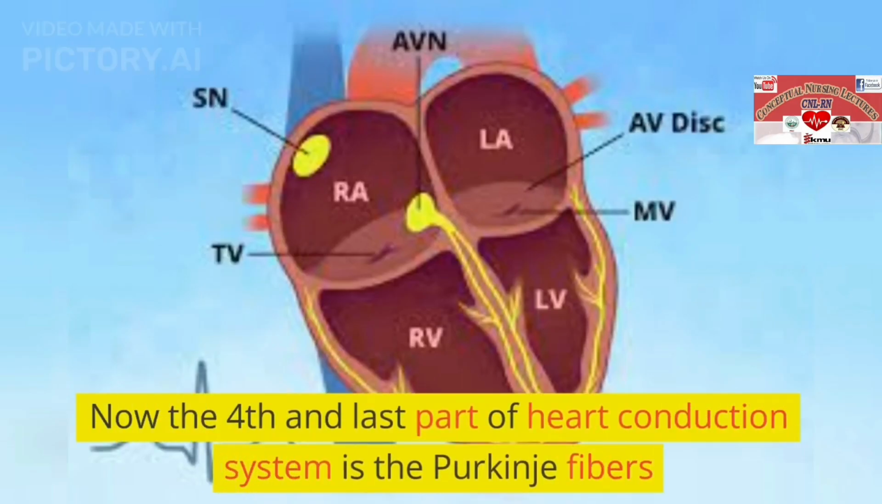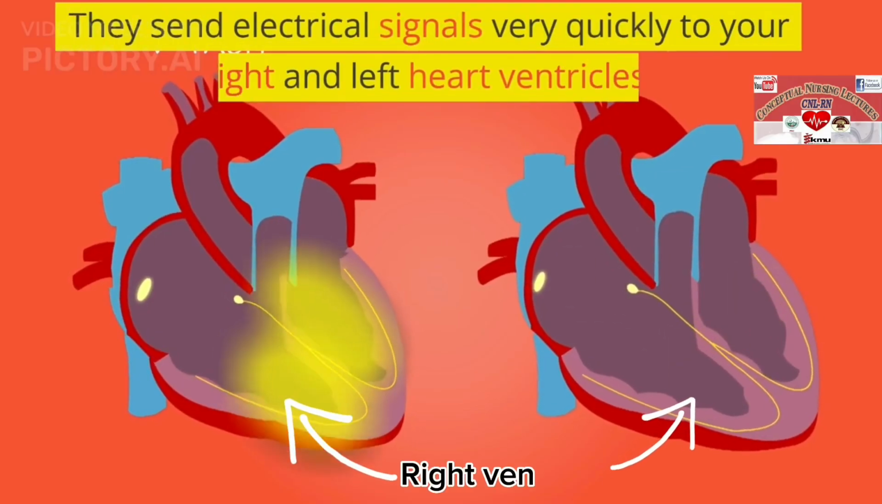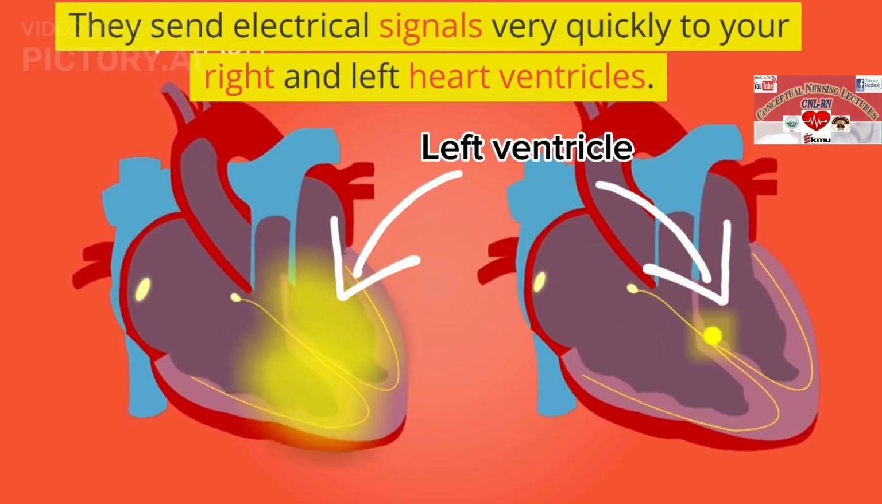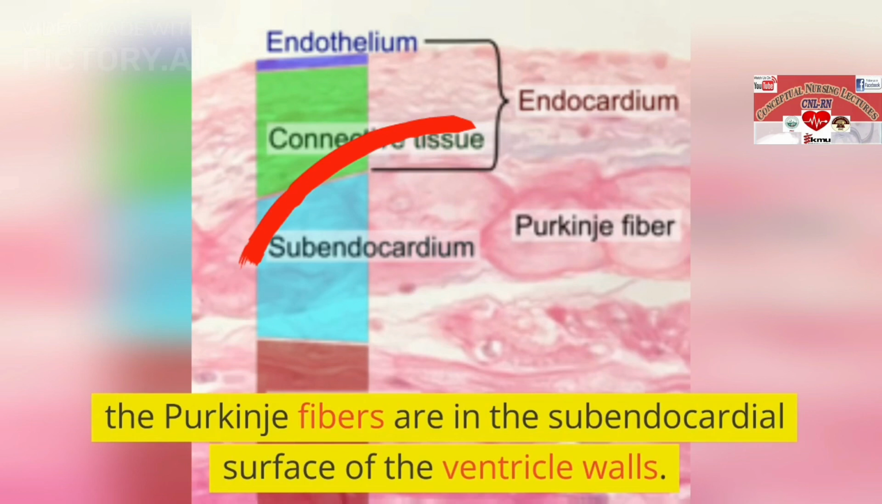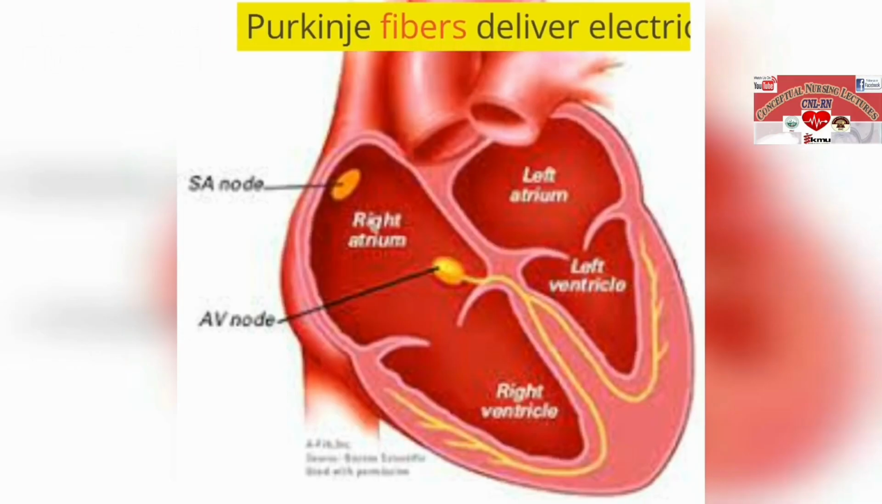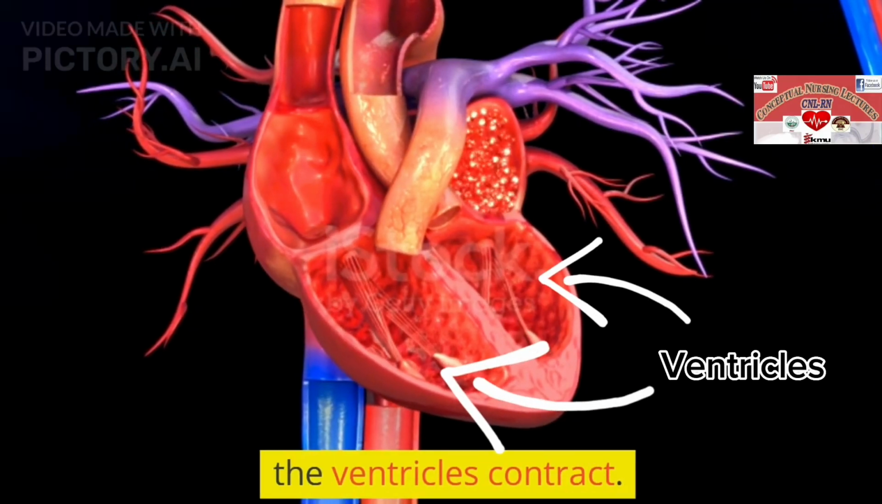Now the fourth and last part of the heart conduction system is the Purkinje fibers. The Purkinje fibers are branches of specialized nerve cells. They send electrical signals very quickly to your right and left heart ventricles. The Purkinje fibers are in the subendocardial surface of the ventricle walls. When the Purkinje fibers deliver electrical signals to your ventricles, the ventricles contract.